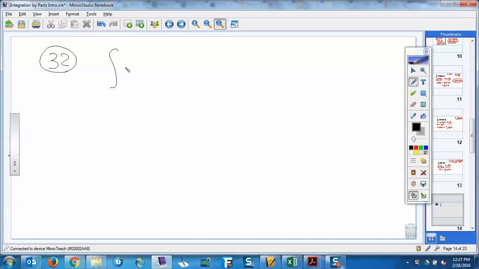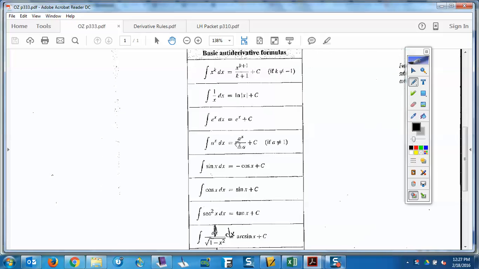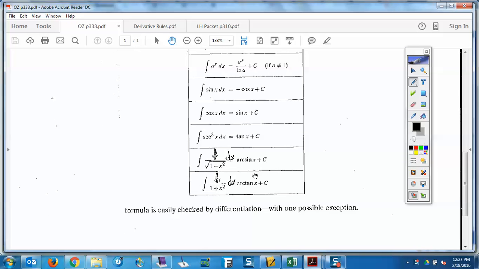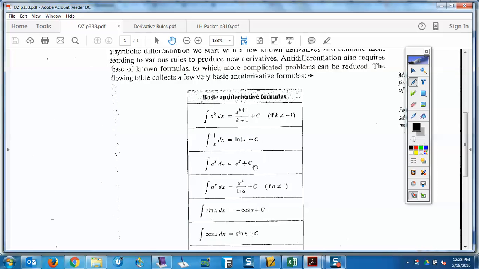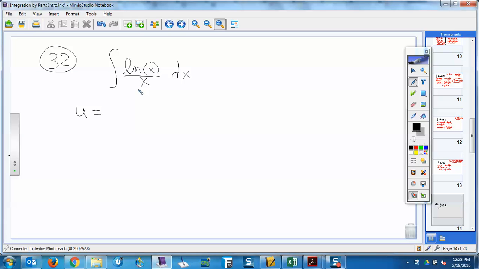Integral of ln x over x dx. Okay? So, when you look at one like this, and it's not one of our basic page 333 antiderivatives that we just have to memorize here.